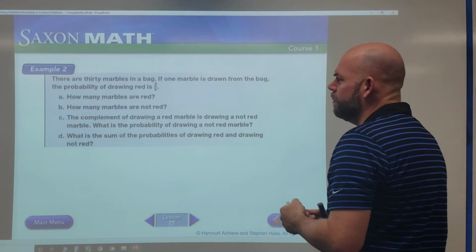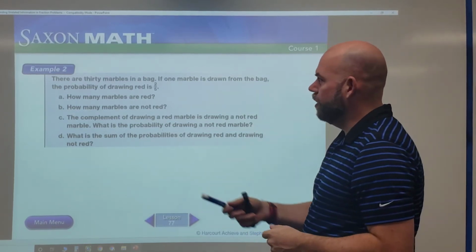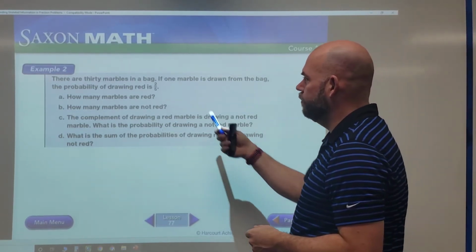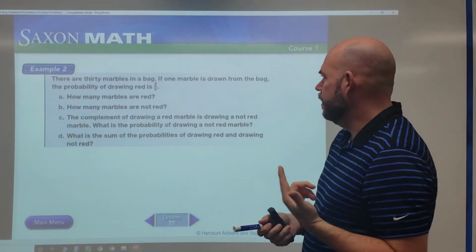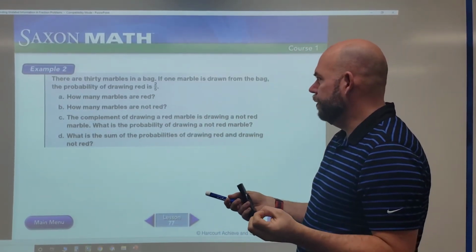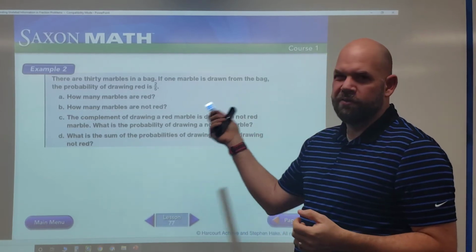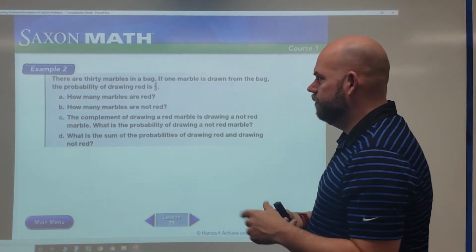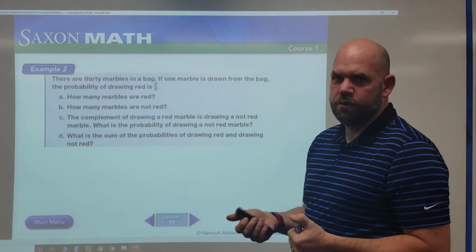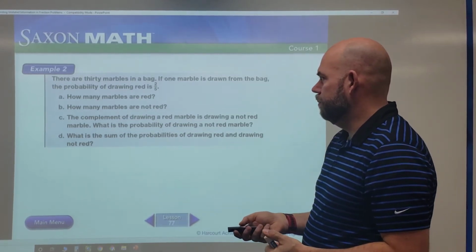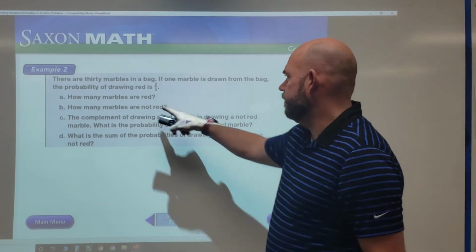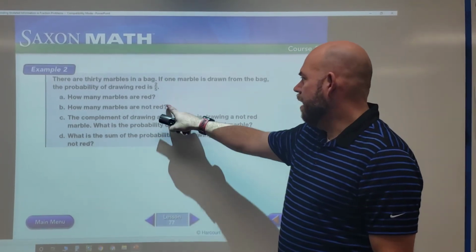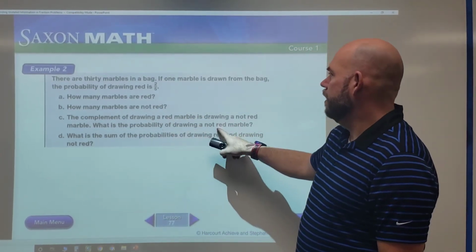All right, we've got 30 marbles in a bag. If 1 marble is drawn from the bag, what's the probability of drawing red? It's 2/5. So if we pull 1 out, we've got 30, but we're dividing it into 5 parts. We can assume that there's either 5 colors or they're in groups of something up to 5. So how many marbles are red? How many are not red?